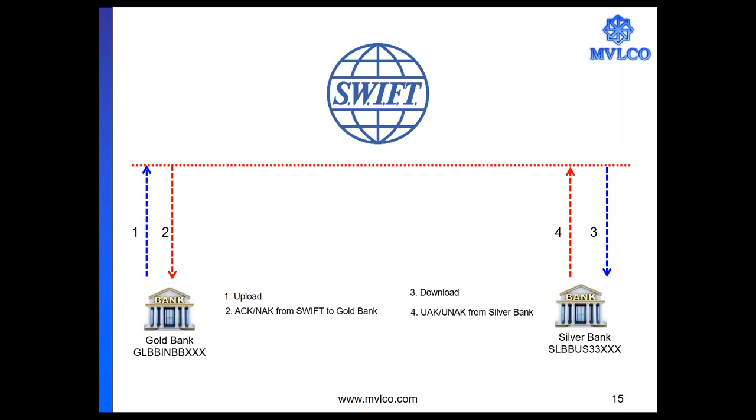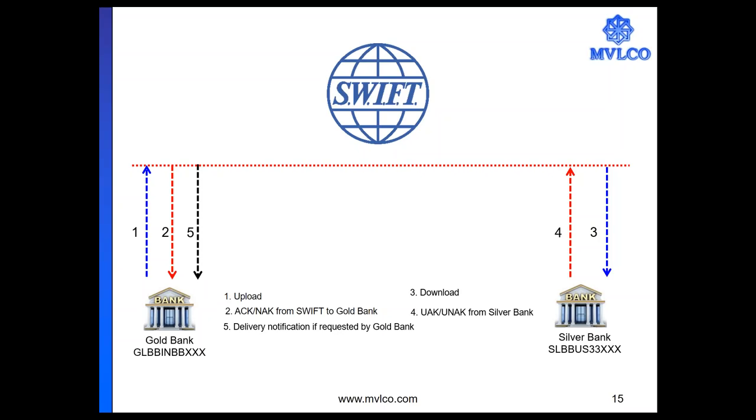So UAK would mean that Silver Bank has received the message, it has accepted it for processing. UNAK would mean Silver Bank has not received the message in the proper way. If requested by Gold Bank, Swift will also send a delivery notification of having delivered that message to Silver Bank. That comes at step number 5.